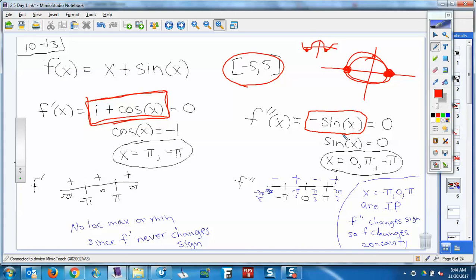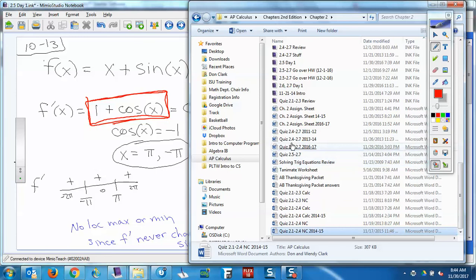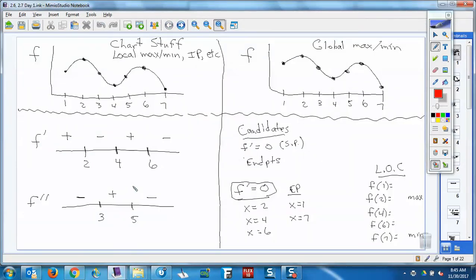So again, that's a classic global max, global min, like the thing we showed yesterday. Let me pull that up. Yesterday we had this right here, right? That's just a great problem for this. We got to be able to do this, and it had some trig in it.